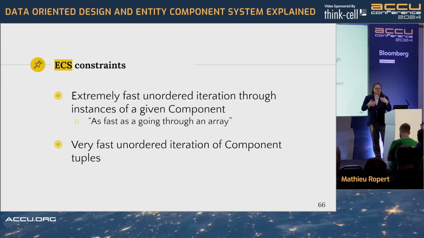Then we want somewhat fast unordered iteration of tuples. So if it's one component, as fast as going through an array. If it's multiple components, that gets a bit more tricky, but ideally, we would like to be as fast as doing a zip view between two or more arrays. That's the ideal. I keep saying zip view. Do you all know what I mean by zip view, right? Okay, cool. Raise your hand if you don't.